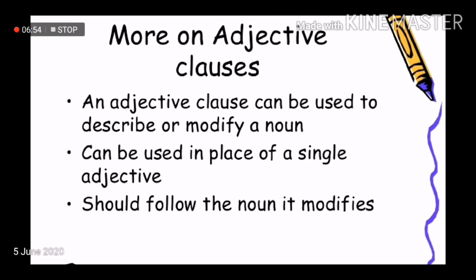More on adjective clauses. An adjective clause can be used to describe or modify a noun, can be used in place of a single adjective, should follow the noun it modifies. So तीन चीजें याद रखो आप.